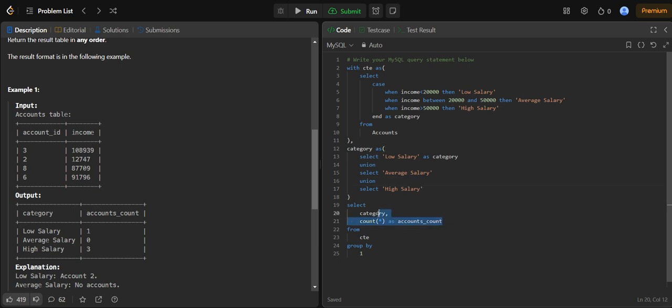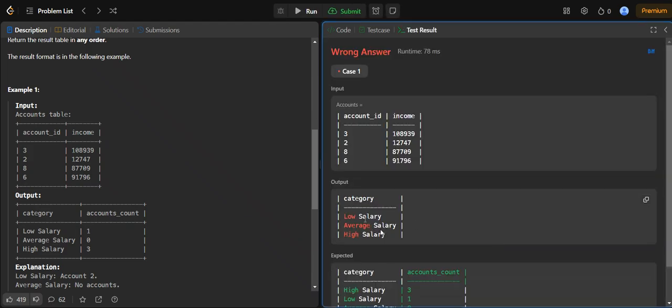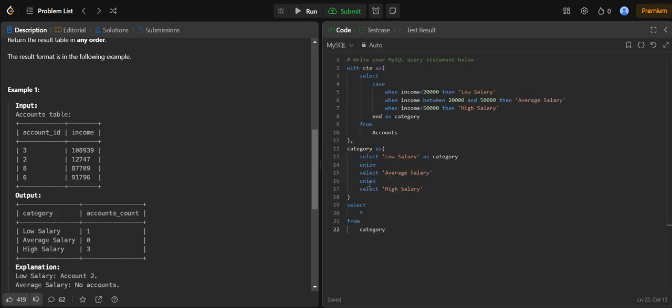If I show you the category table, see low salary, average salary, high salary. Now the average salary is included in our table. I got the average salary part in a table. Now all I have to do is join this category table with the CTE table. So if I join this table with the CTE table, my job is done.